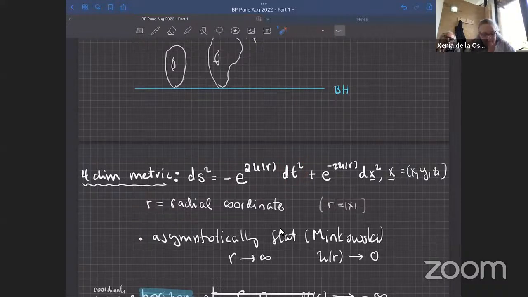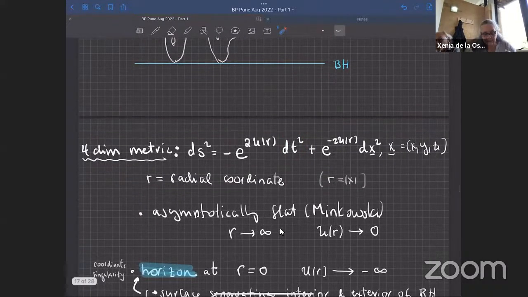And you demand that this spherically symmetric solution is asymptotically flat, right? So this gives you boundary conditions when r goes to infinity. You want this function to tend to zero, this tends to one, and this tends to one. So you get the Minkowski metric.